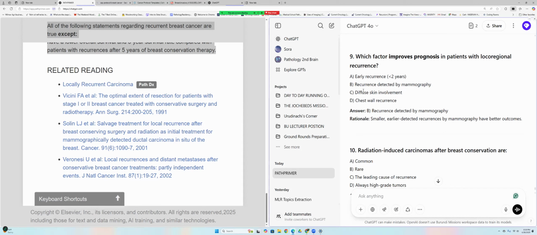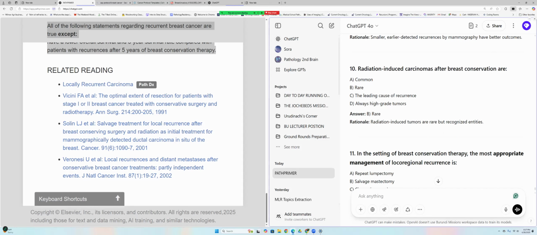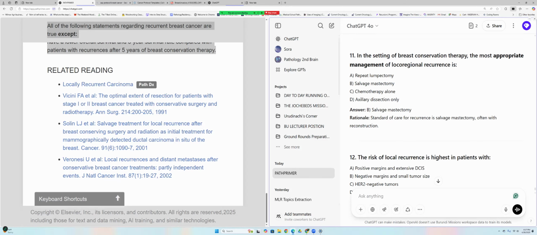Which factor improves prognosis in patients with locoregional recurrence? Recurrence detected by mammography. Small, earlier detected recurrence. That means after mastectomy you keep doing mammography to see within the first two years. Recurrence in this case after breast conservation is rare.